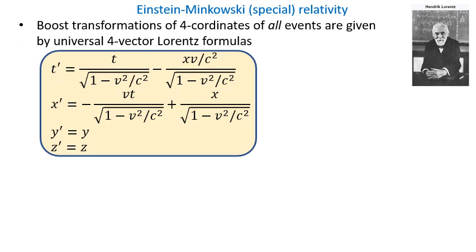The heart of the matter are Lorentz formulas that describe how space-time coordinates of events transform between inertial reference frames that move with velocity v with respect to each other. It is important to note that these formulas are regarded as universal, meaning that they are applicable to all types of events regardless of their physical nature.